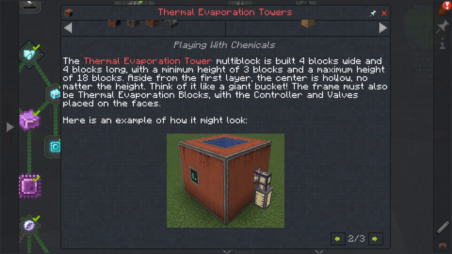And then center is hollow. So 4x4 is 16. And we could make like 4 tall, so it looks like exactly like a cube. So 16 times 4.